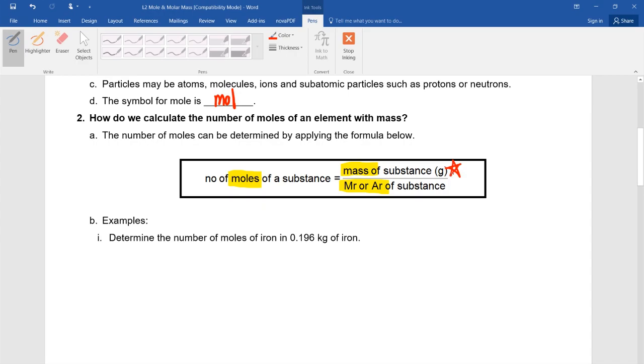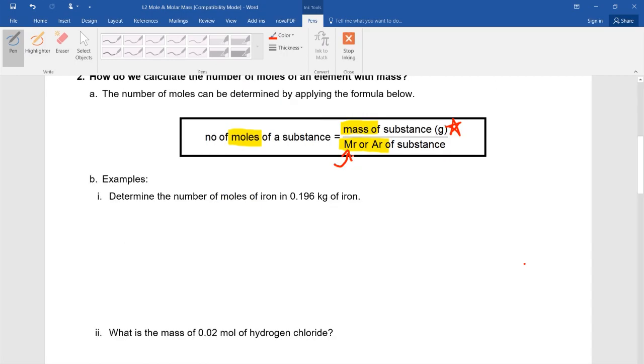Now, you might have noticed something familiar, which is these two values, your MR as well as your AR. Do you still recall what they represent? Yes, as some of you can recall from your previous set of notes, AR refers to the relative atomic mass, while MR refers to the relative molecular mass. Depending on the formula of the substance, what kind of substance we are looking at, we can use the MR or the AR to calculate it.